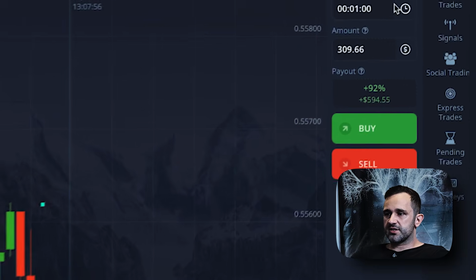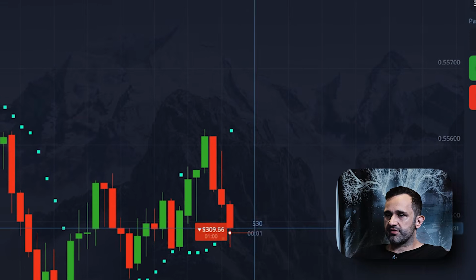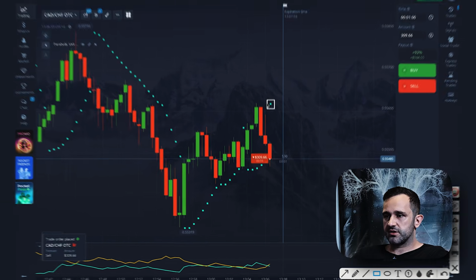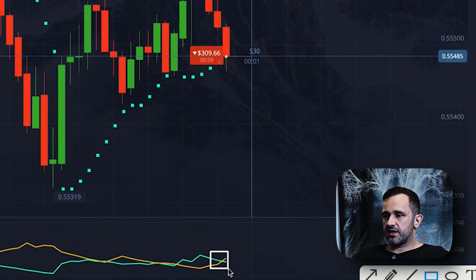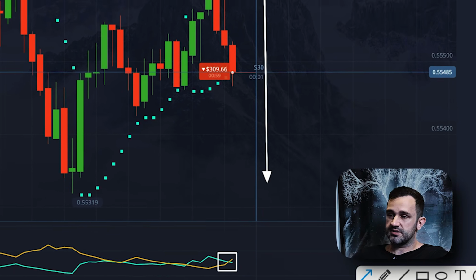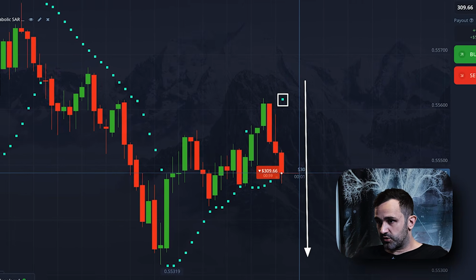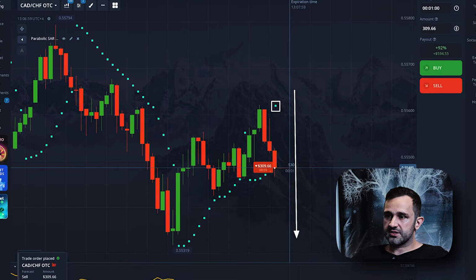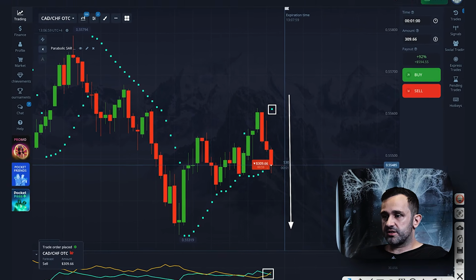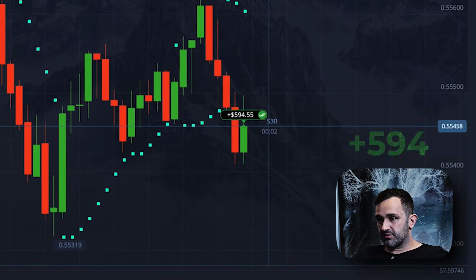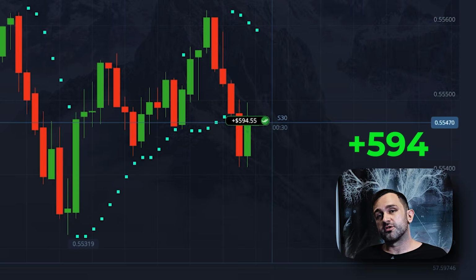Continuing trading, I open a sell trade for $309. First, Parabolic SAR. The dot is above the candlesticks, which indicates increasing seller pressure and a likely move downward. Next, ADX. Here we see DI minus above DI plus, meaning sellers currently have the advantage over buyers. Now looking at the candlesticks, after a small rise, the price reacts from above, red candlesticks begin to form, and the movement starts heading downward. So a sell trade at this point looks profitable. All indicators align. Waiting for the close, and my balance increases by $594.